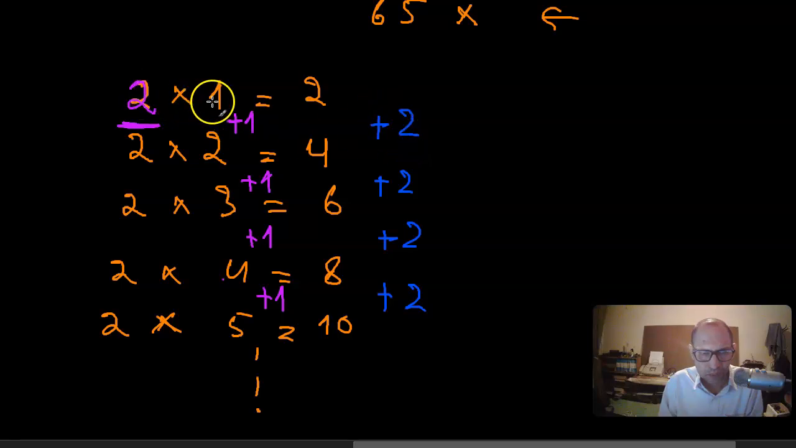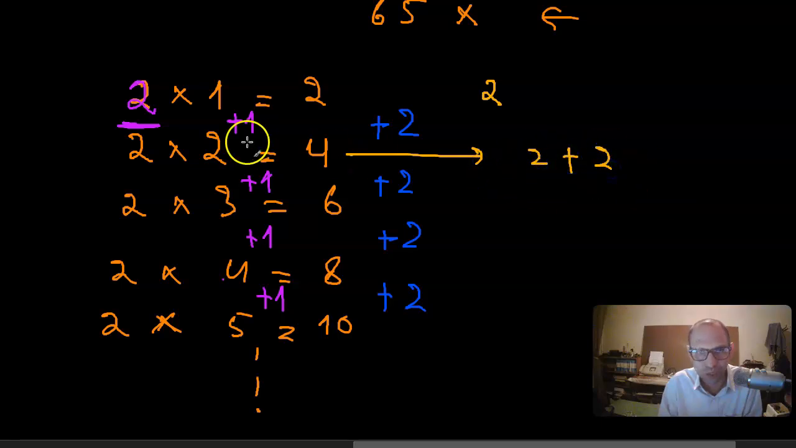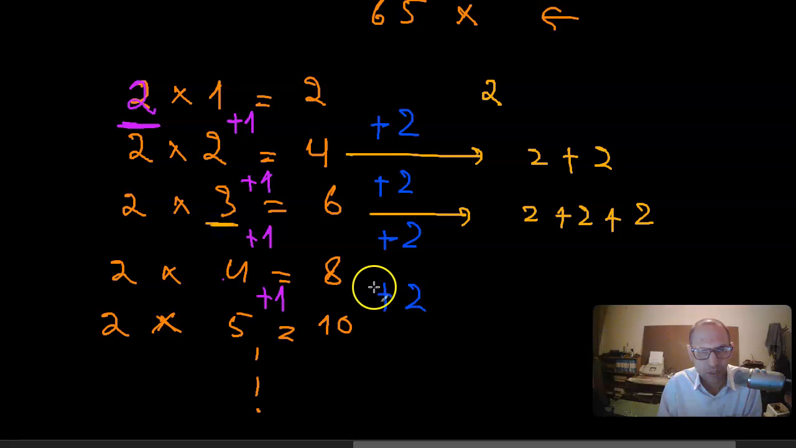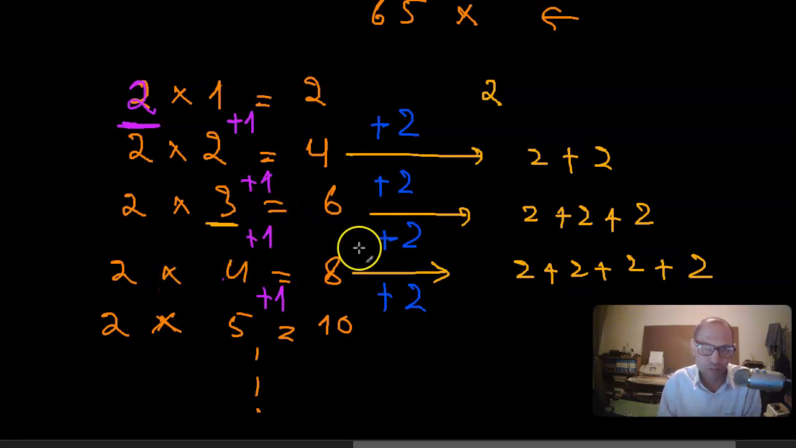So now what this means is that this operation that we have done over here, 2 times 1, essentially means you have a 2. You can think of 2 times 2 as 2 plus 2, 2 times. 2 times 3 you can think of as 2 plus 2 plus 2, meaning 3 times. And 2 times 4 is 2 plus 2 plus 2 plus 2, 4 times, right? So that means every time that you increase this number by 1, another factor of 2 is being added to the sum, right?